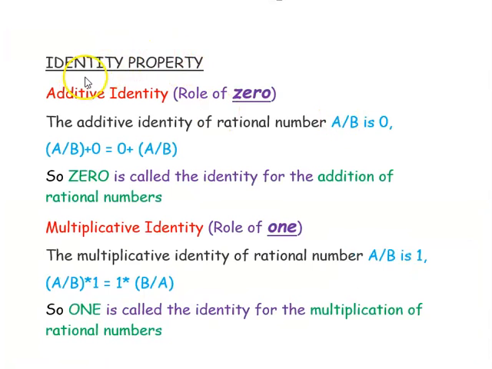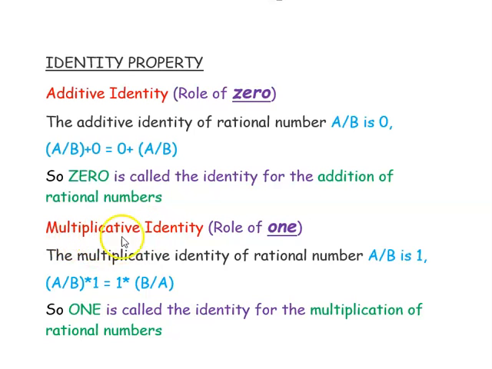Next we are going to see the identity property. We have two types of identity property, additive identity and multiplicative identity. In additive identity, 0 plays an important role. Consider the rational number a by b. The additive identity of this rational number is 0. That is, a divided by b plus 0 is equal to 0 plus a divided by b. So 0 is called the additive identity for the addition of rational numbers.